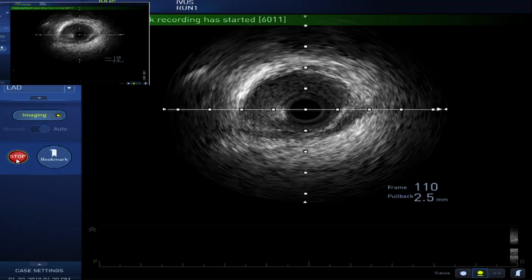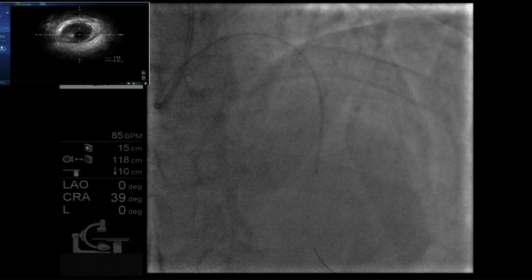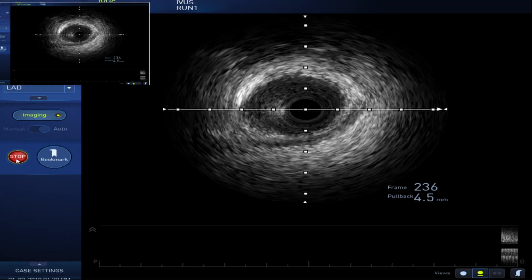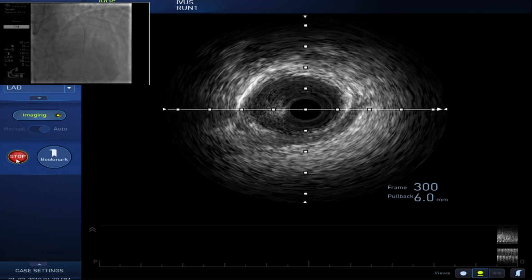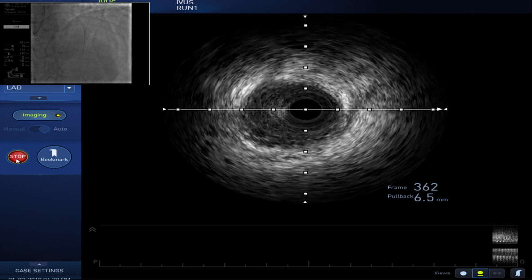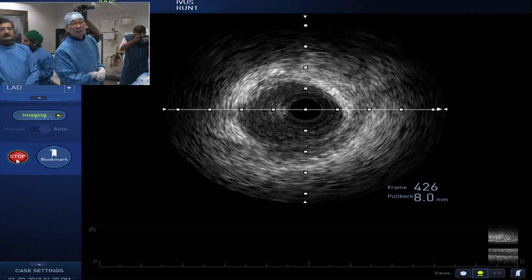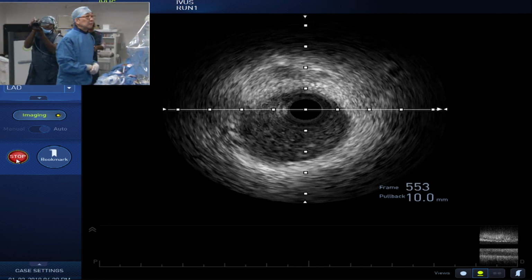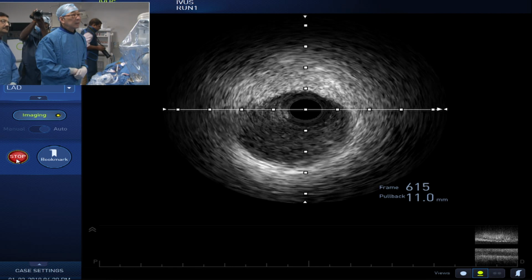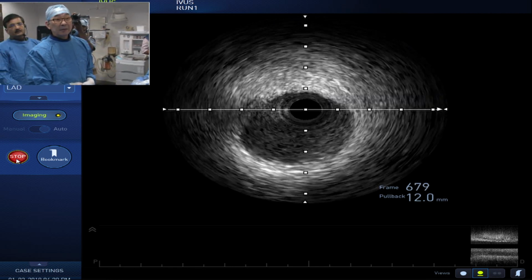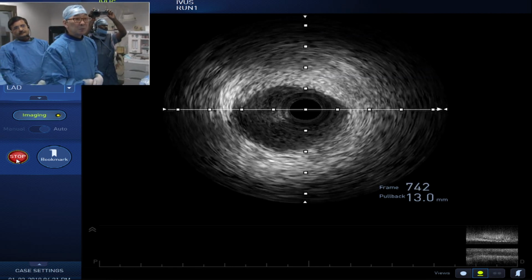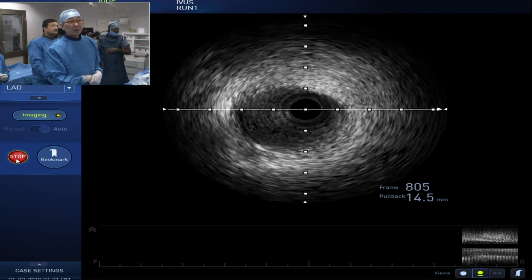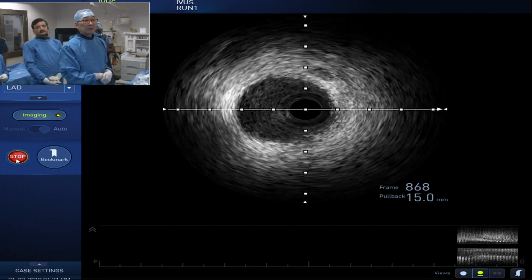Okay, so this is pretty okay, the lumen. The lumen size is about 2.5. So we are still in the mid to distal vessel. It's relatively normal here, no plaque here.